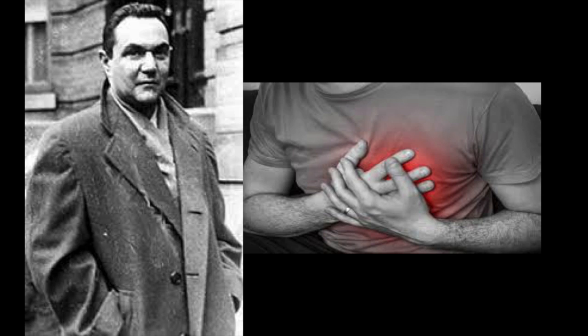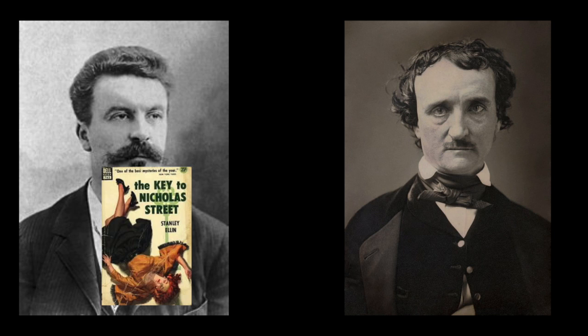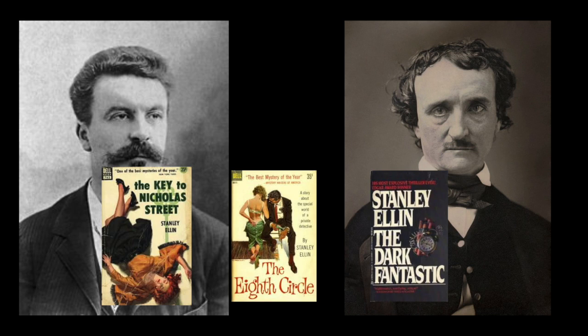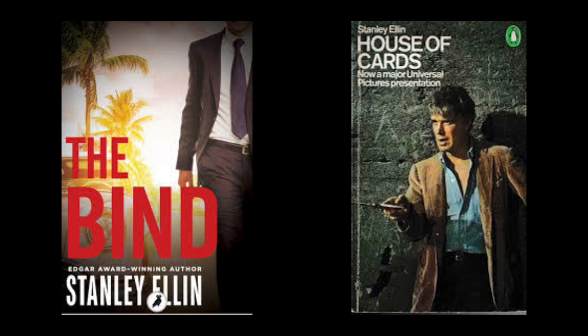He read a lot at a young age, a lot of Maupassant and Edgar Allan Poe. Of course, this became an influence later for his mystery stories and novels. He won an Edgar Award for The House Party in 1944, and some of his books became feature films like Redfall Summit, House of Cards, and The Bind.